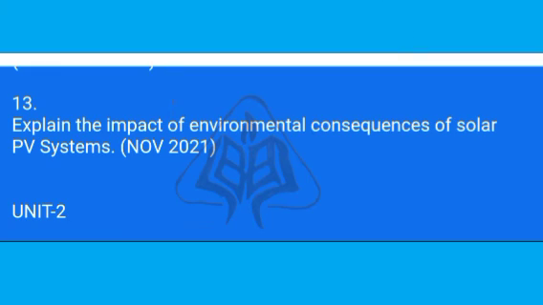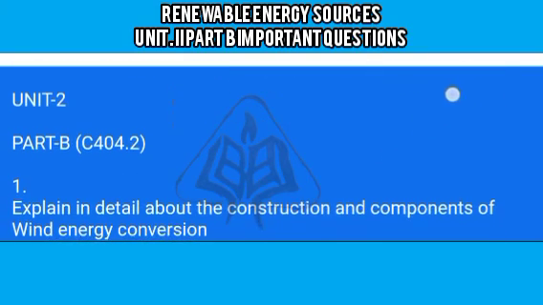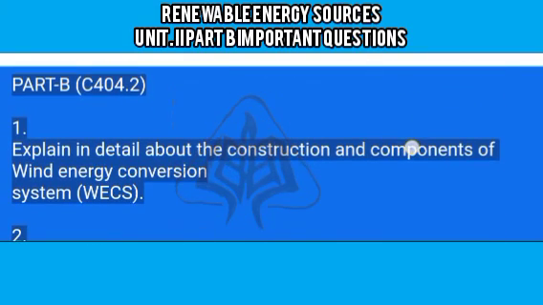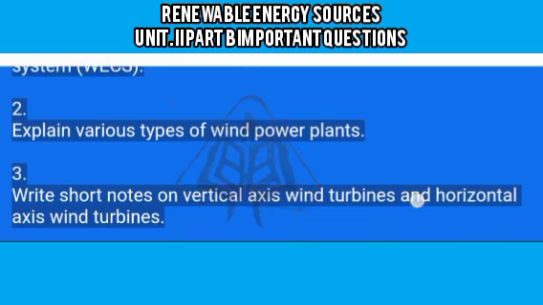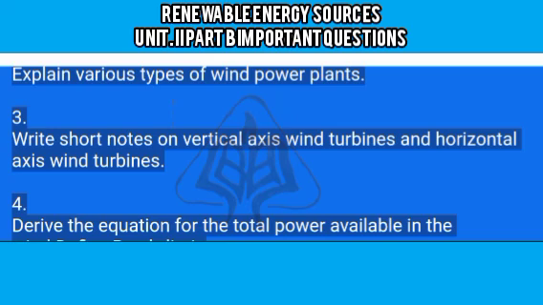November 2021. Unit 2, Part B, CO4.2. 1. Explain in detail about the construction and components of wind energy conversion system, WECS. 2. Explain various types of wind power plants. 3. Write short notes on vertical axis wind turbines and horizontal axis wind turbines.